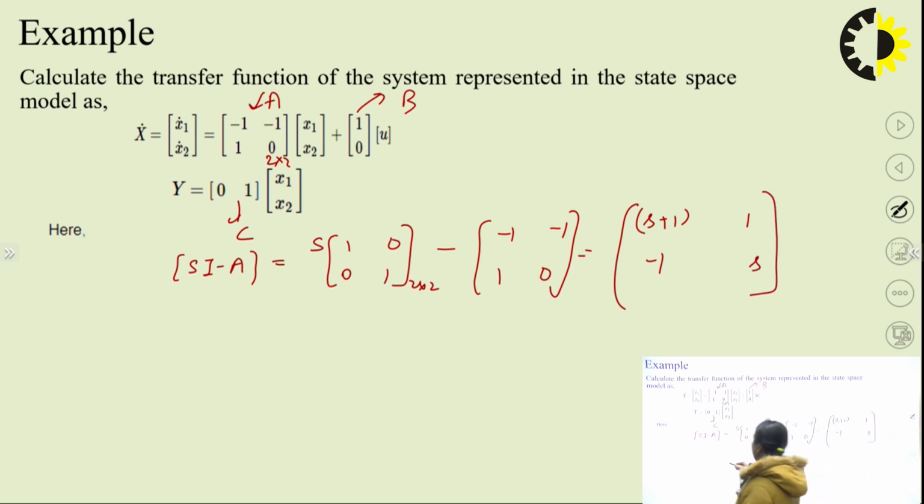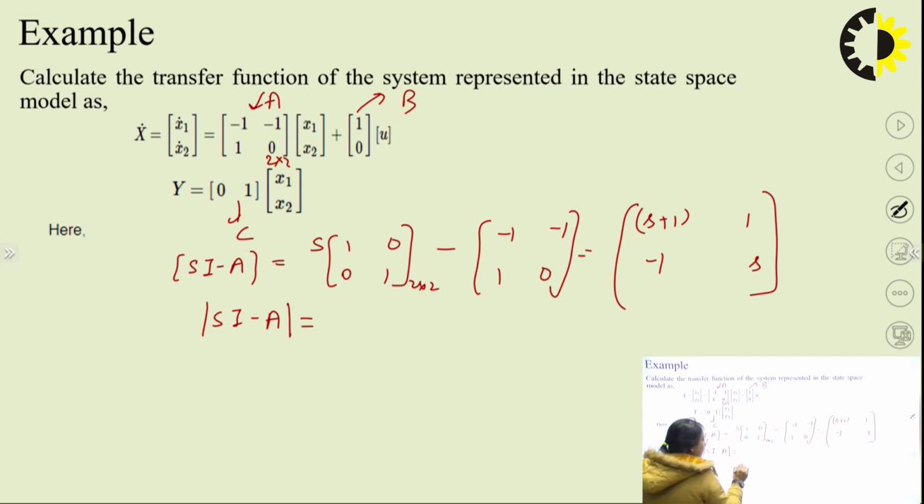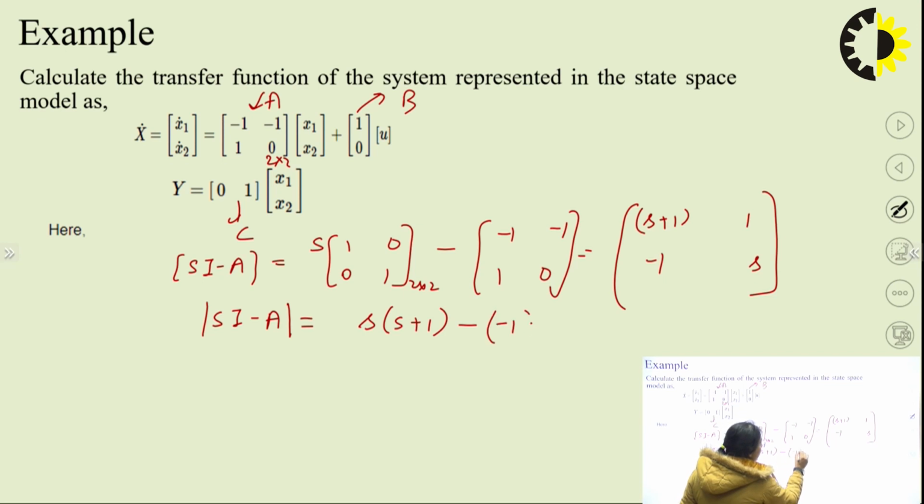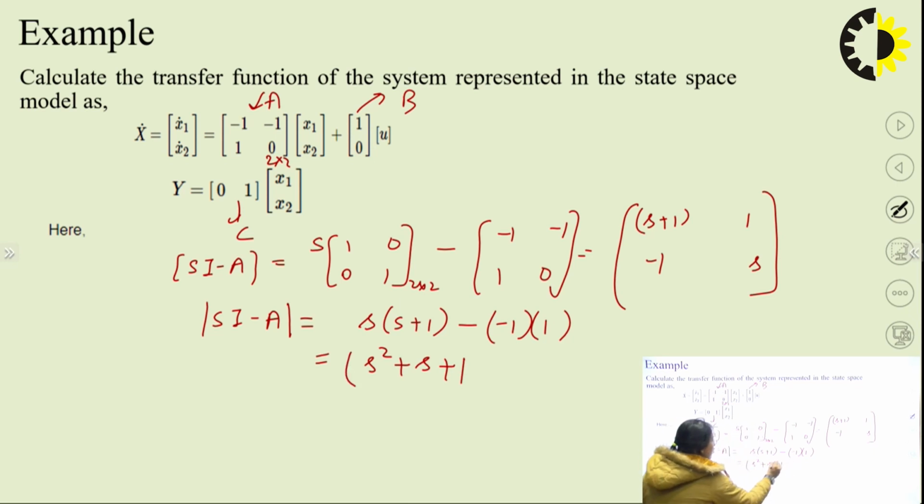Now taking the determinant of sI minus A, because the inverse of sI minus A will be the adjoint of sI minus A upon the determinant of sI minus A. So the determinant will be s into (s plus 1) minus (minus 1 into 1), which will be equal to s square plus s plus 1. So this is the determinant.